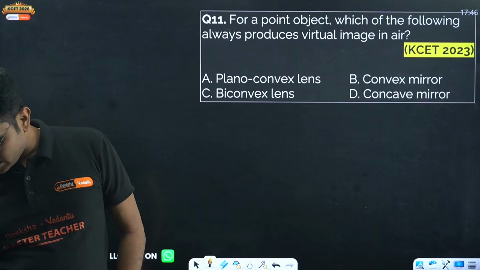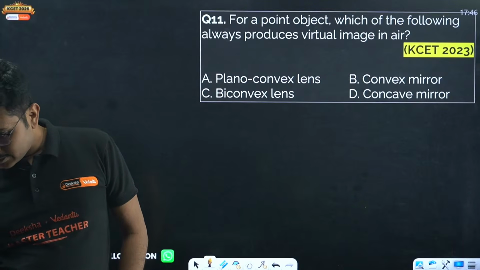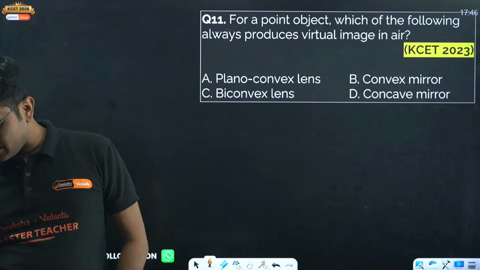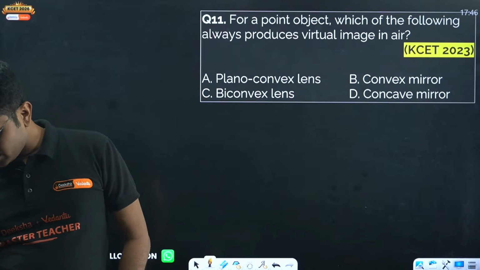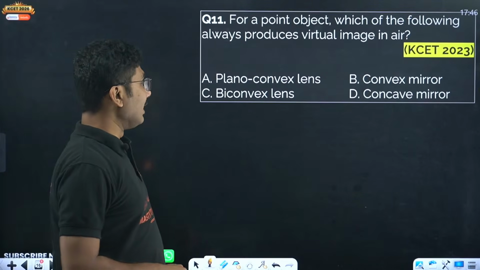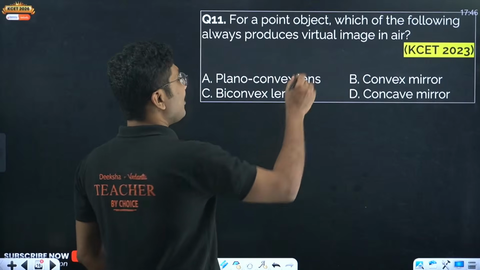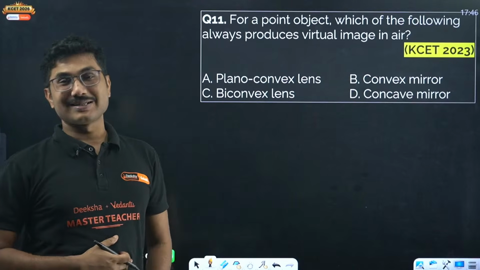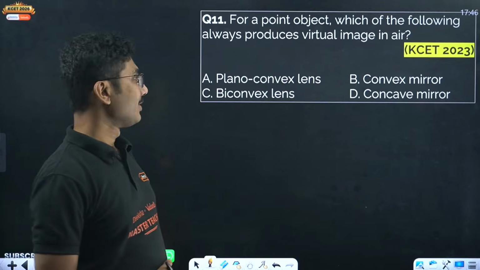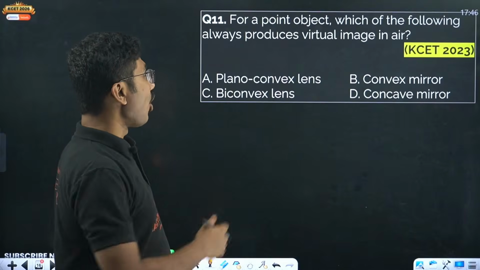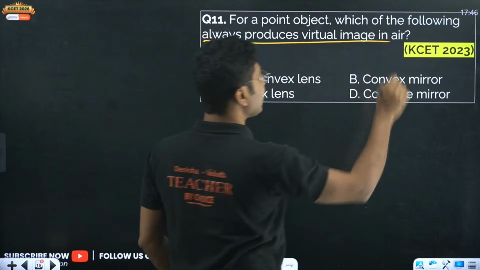What is the answer for this question? Someone is saying C, someone is saying B. So you think a biconvex lens produces a virtual image? Are you crazy? The question says always produces a virtual image.